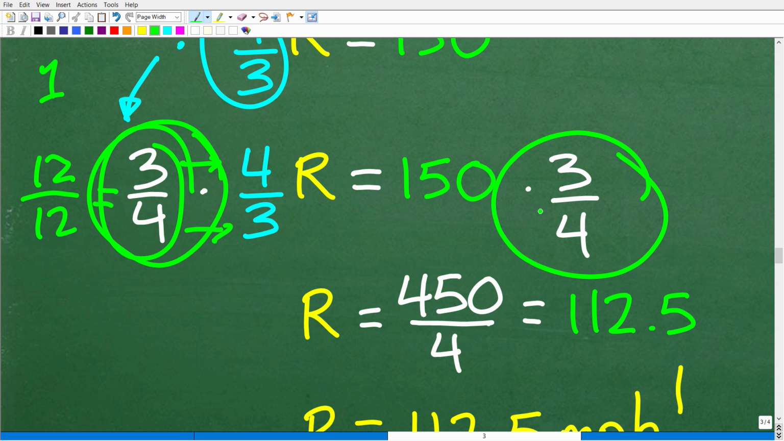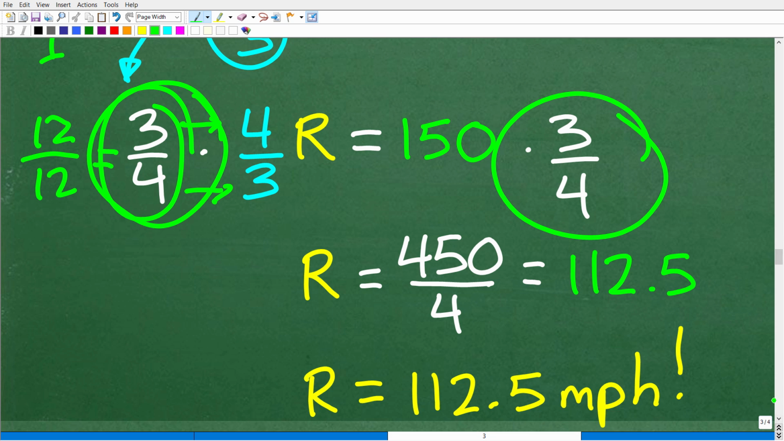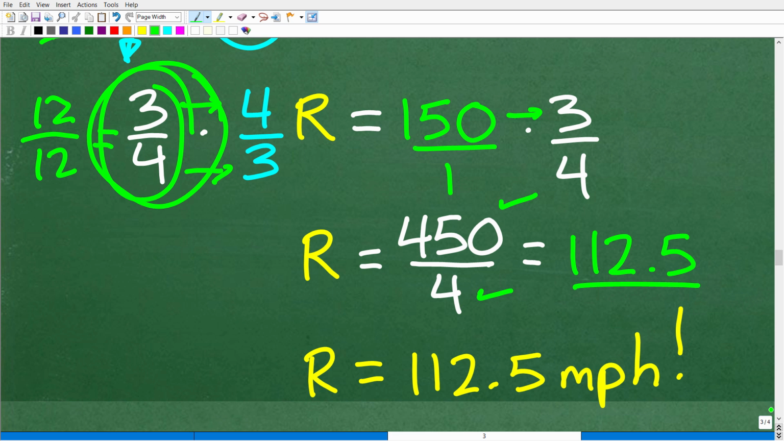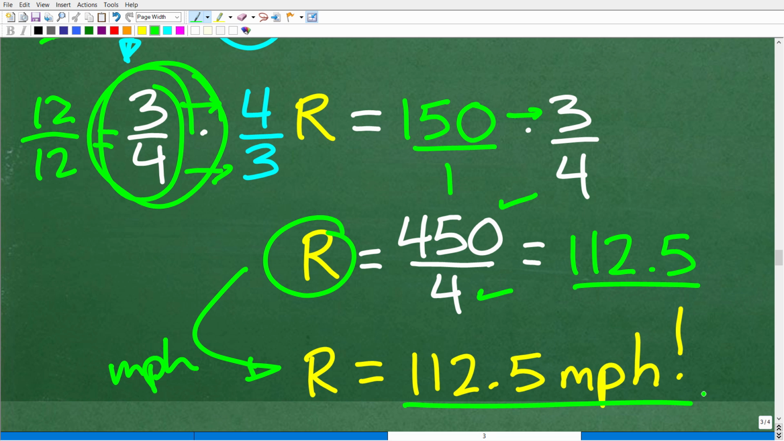So this is going to be 150 times 3/4. So 150 times 3/4 is what? Well, 150, again, you can think of this as a fraction. Let me go ahead and erase this here. So 150 times 3 is 450, and then 1 times 4 is 4. 450 divided by 4 is 112.5. So we have 112.5 what? Well, remember our rate. We already set this problem up to be in miles per hour. So the correct answer is 112.5 miles per hour.